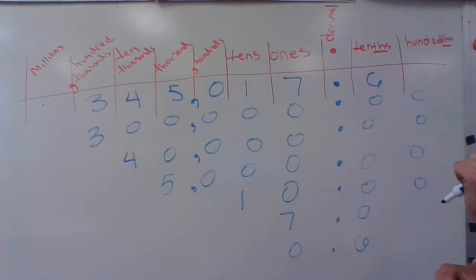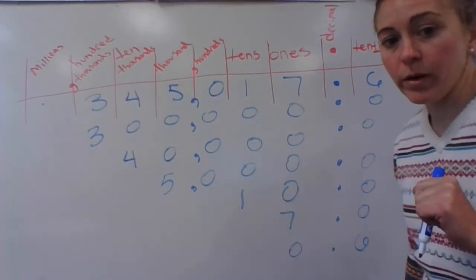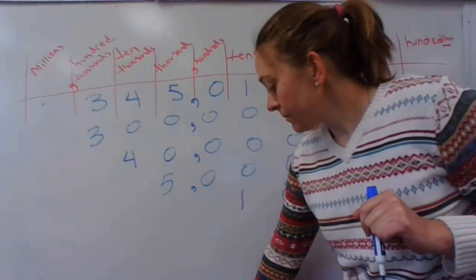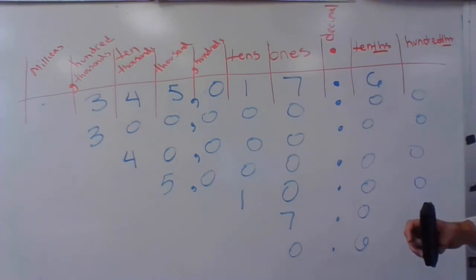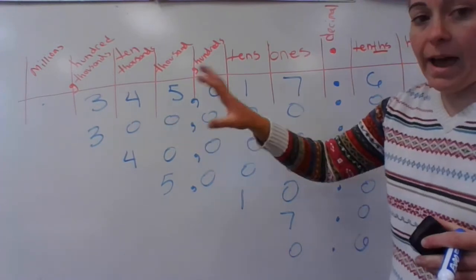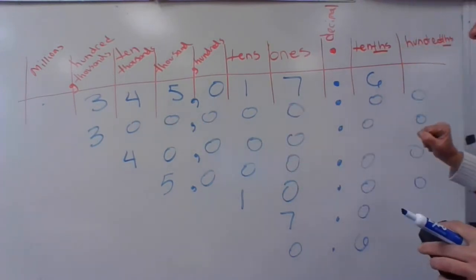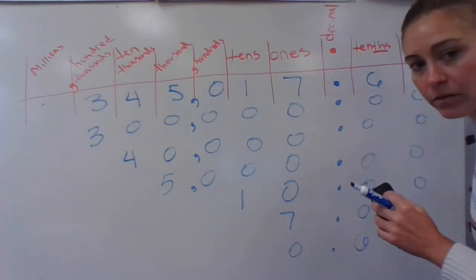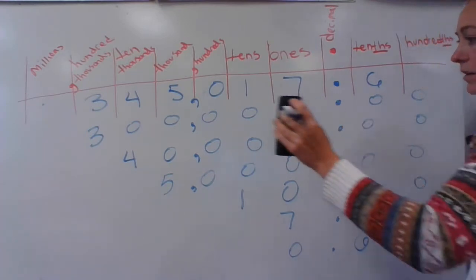Okay, so now that we've got our numbers written out like this, I'm going to put it into expanded form, which means I basically just put them out and I add them all together. So I'm going to erase this now. I hope you have it written down or freeze it so you can write it down on your paper.